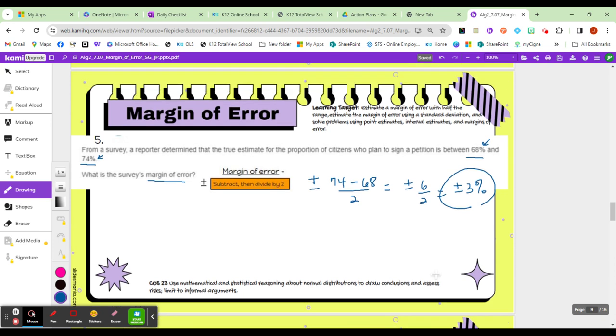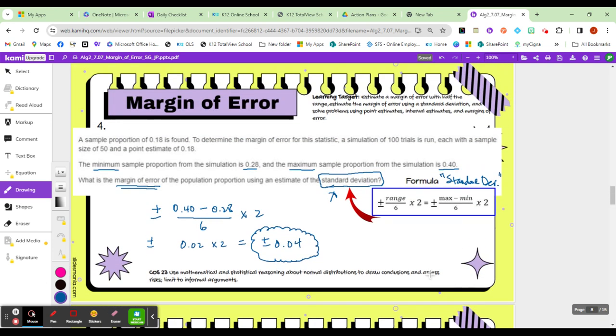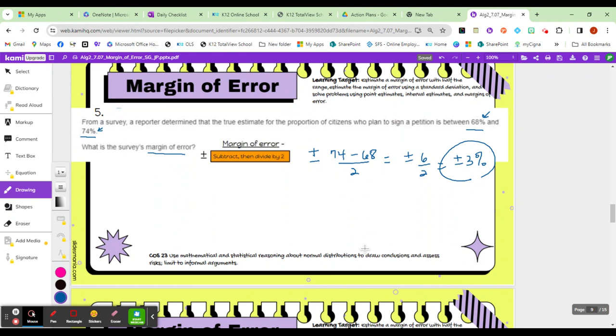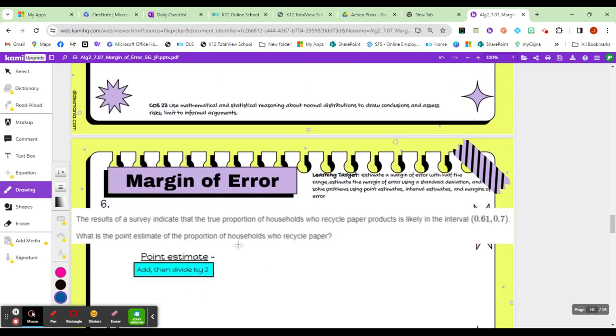So again, I'm going to slide back so you can see number 4. Number 4 says standard deviation. And that's when you're going to have to do plus or minus, max minus min divided by 6 times 2. If they're asking for a margin of error and they do not use standard deviation, then you're just going to do the upper limit minus the lower limit divided by 2, plus or minus, and then you'll simplify it out from there. So read the problem carefully.